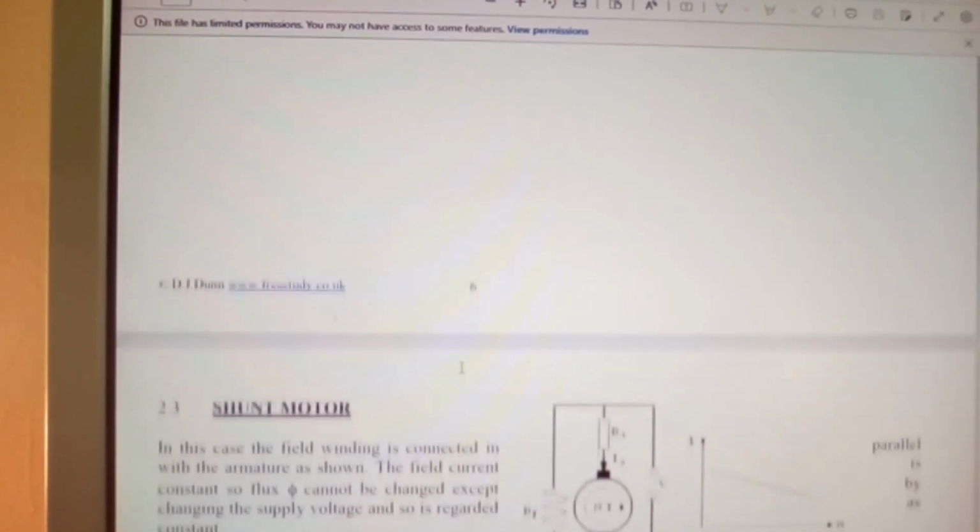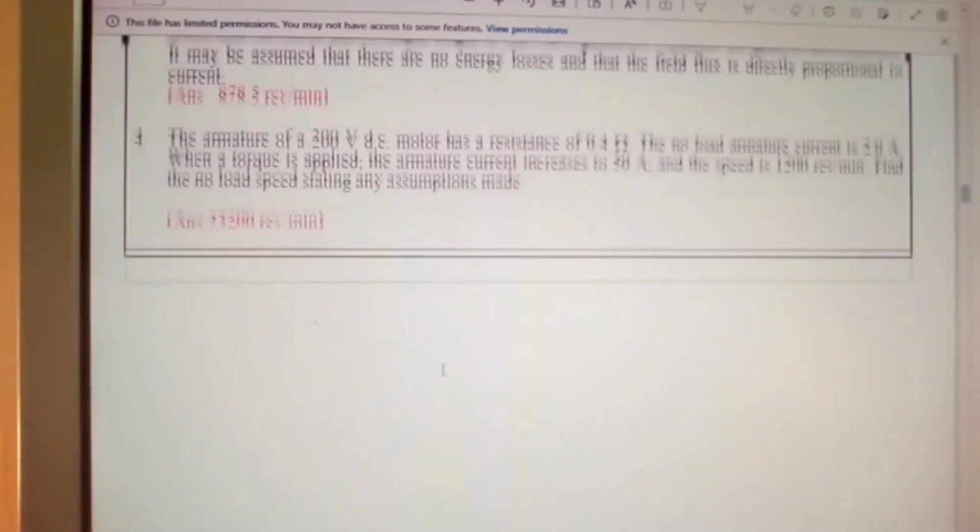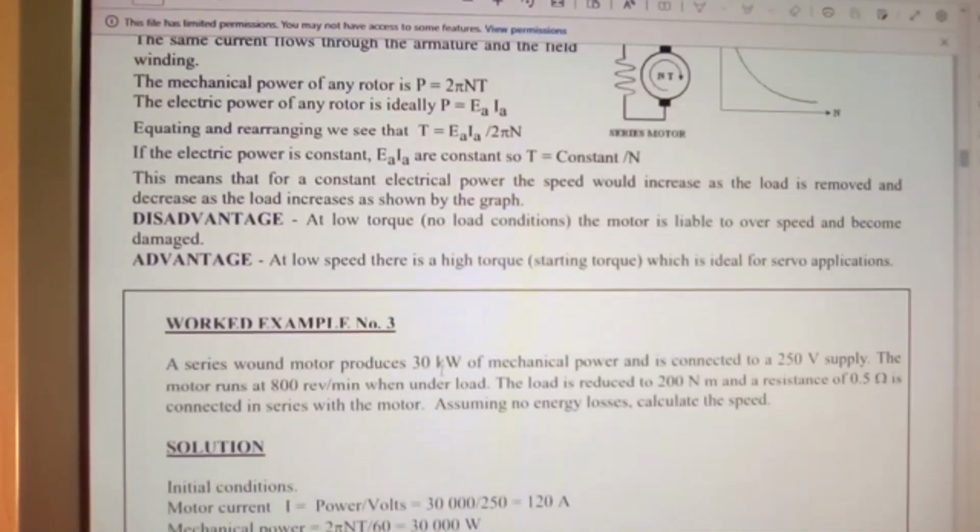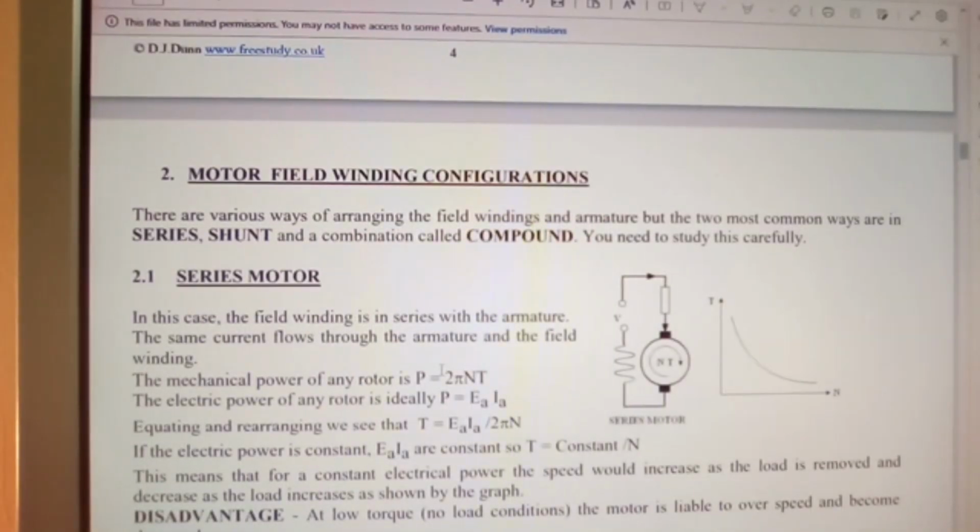I'm not going to edit out my errors or my mistakes. I want to show you that errors can be made and that there's nothing wrong in being adventurous.